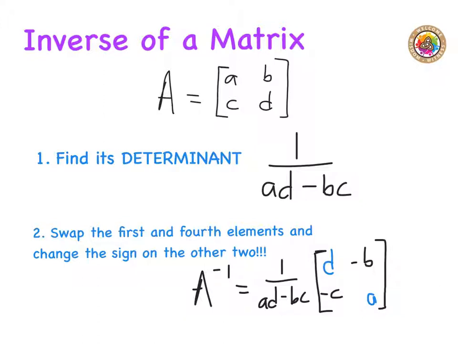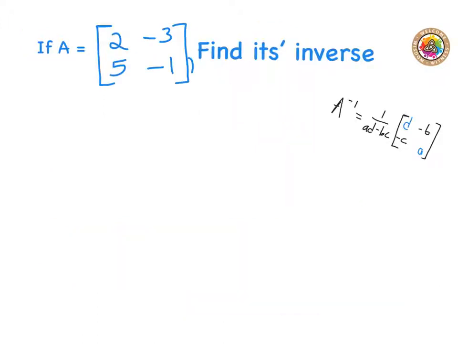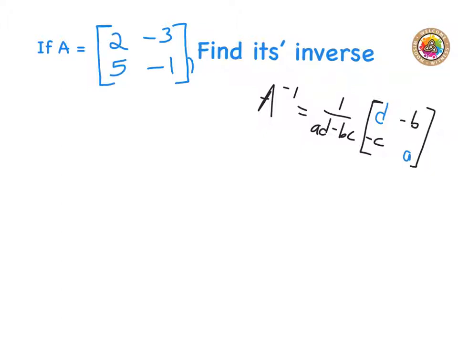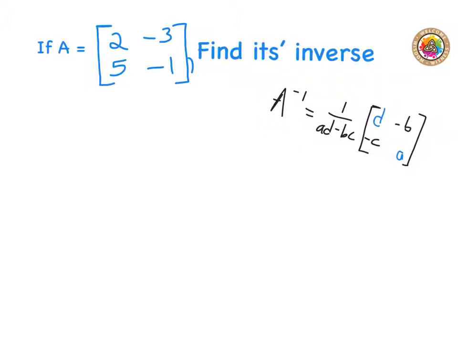Okay, so we're going to do one very quick example. Here in this question we're asked, if A equals 2, minus 3, 5, minus 1, find its inverse. Just for ease, here is my formula or method: A inverse is 1 over the determinant, AD minus BC, multiplied by the adjugate of A. We've had the conjugate before. The adjugate is similar in that there's a change: we've swapped the positions of A and D, and we've changed the signs of B and C.